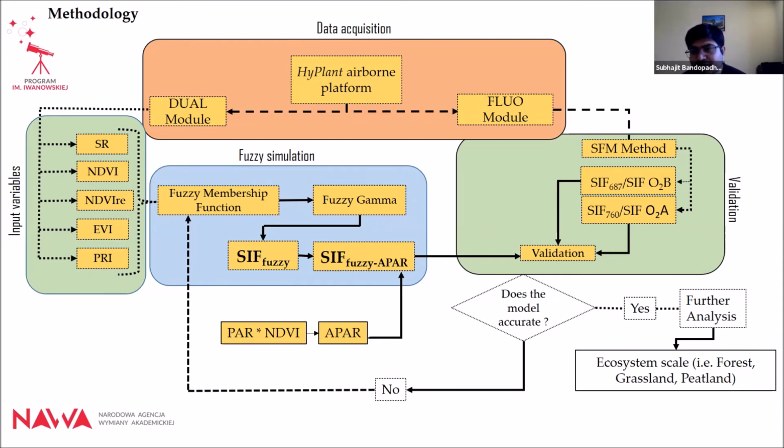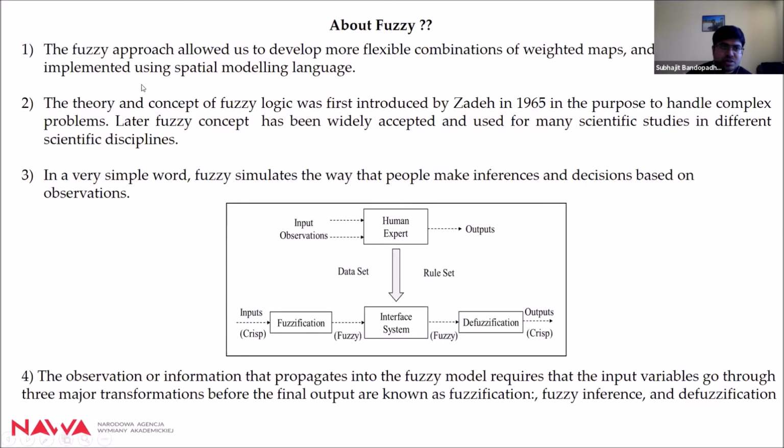On the other hand, we also have the original spectral measurements and the original sun-induced fluorescence map. Furthermore, we validated the model with the original images to check whether this model works perfectly or not. We also scaled the work up to the ecosystem level, covering different ecosystems from forest, grassland, and peatland areas. So here is a small discussion about the fuzzy simulator.